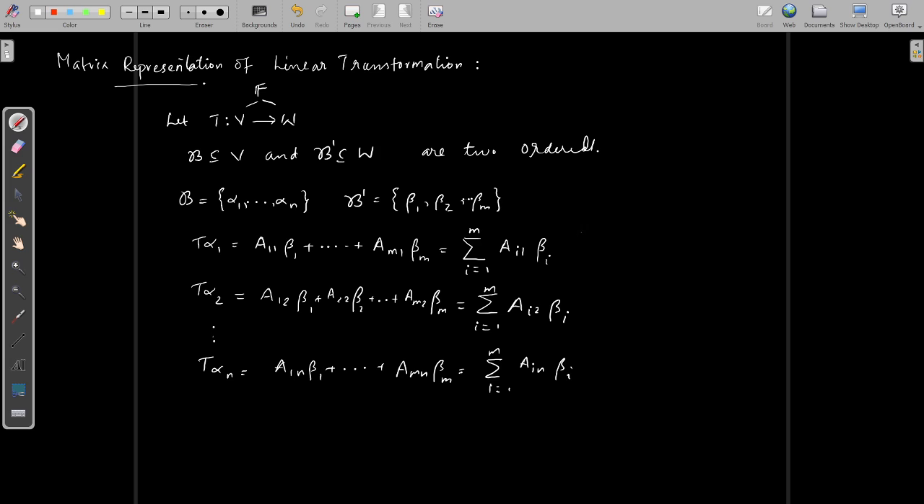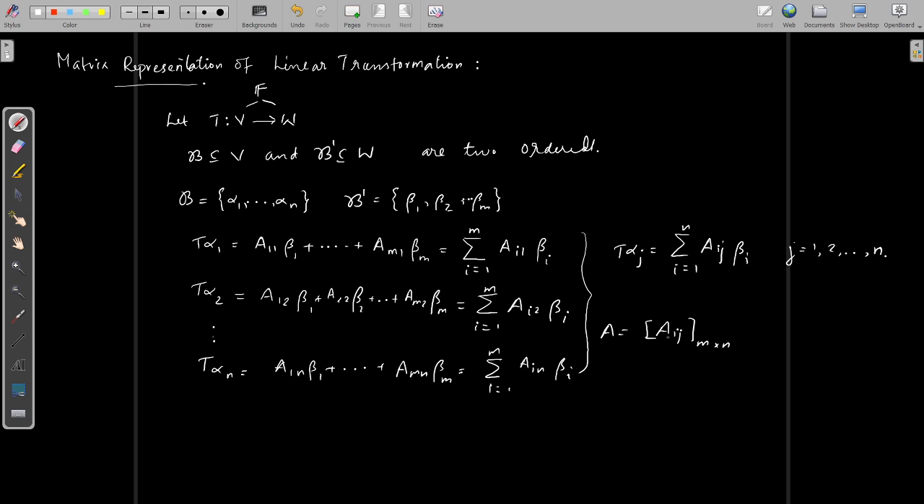So we can write these n equations as T alpha j is equal to summation i equal to 1 to m aij beta i. So when you put j equal to 1, you get the first equation. So this j varies over 1 to n. These equations define a set of mn coefficients aij. So this defines a matrix called A, which is equal to the matrix aij of order m by n.